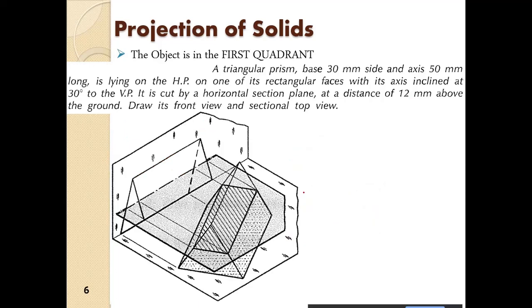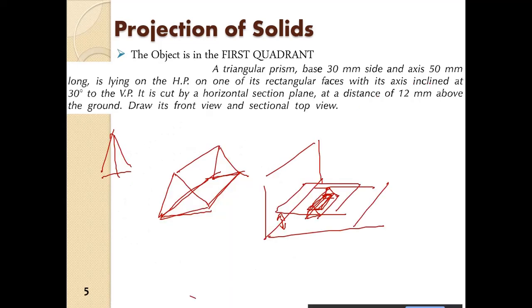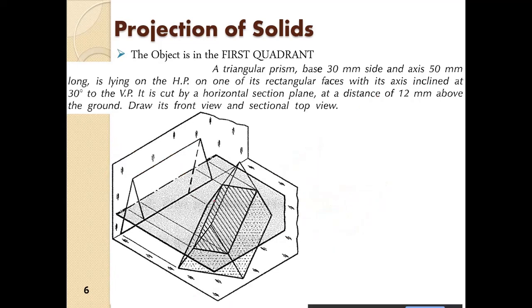Draw its front view. It is inclined at 30° to the VP. So this is the concept. We have the prism, a triangular prism, lying on one of its rectangular faces on the horizontal plane.